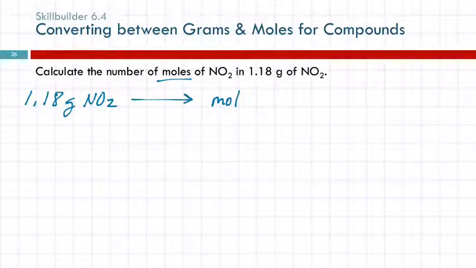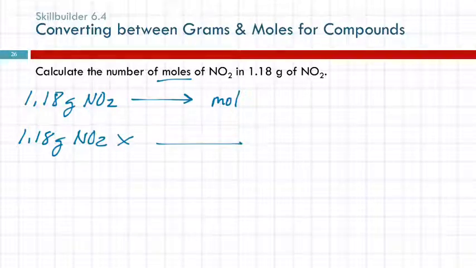Grams to moles is 1 step. So 1.18 grams of NO2. And I'm going to have 1 fraction here. Moles on top, grams on the bottom. The relationship between grams and moles is the molar mass. I would encourage you strongly to show how you calculate this because it's very easy to make mistakes. If you've written it down, then you can see what happened.